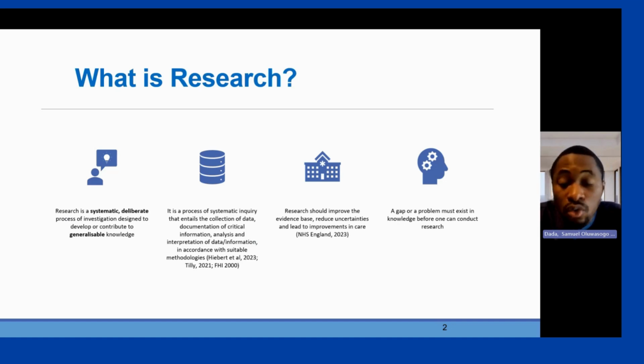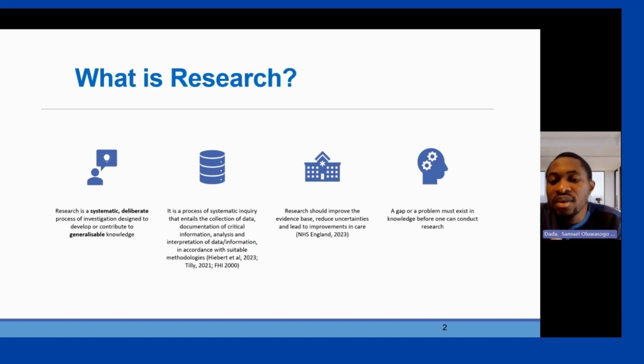You do research because you want to contribute something new, because you want to develop, or you want to contribute to existing literature. And the point of research is systematic. It has a process, and it's something you do deliberately. And according to Albert 2003, it is a process of systematic inquiry that entails you collecting data, documentation of critical information, you analyze it, then you synthesize this information with suitable methodologies.